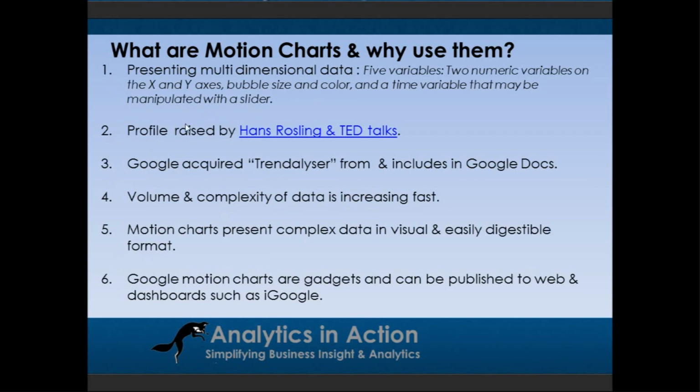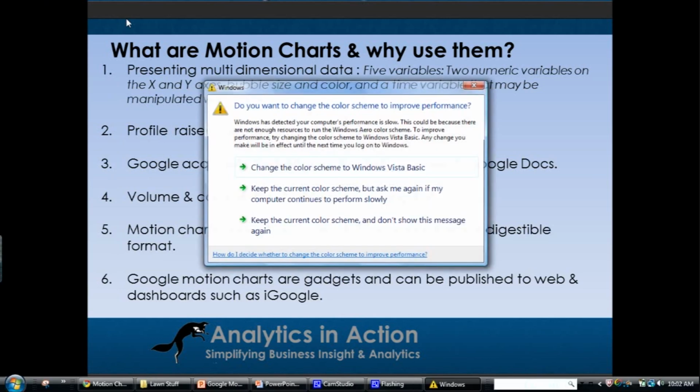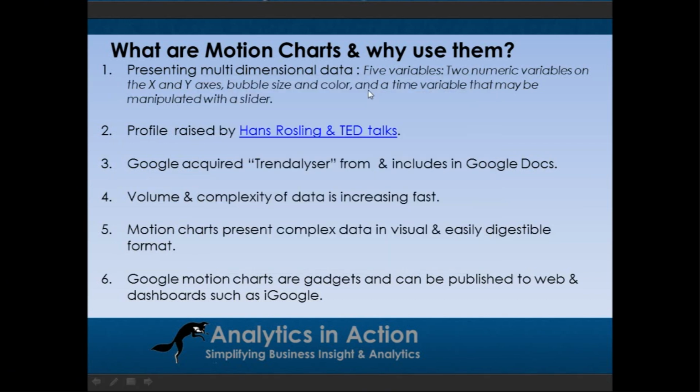Okay, so what are motion charts and why would you want to use them? Well, motion charts are for presenting multidimensional data. They can present up to five different variables. You have two variables on the x and y axis. You also have a variable associated with the bubble size on the chart, another variable with the color, and then there's also a time dimension which you can manipulate with a slider.